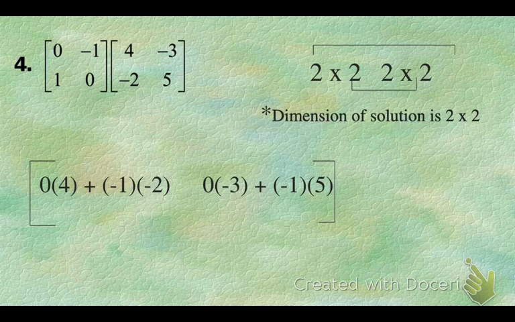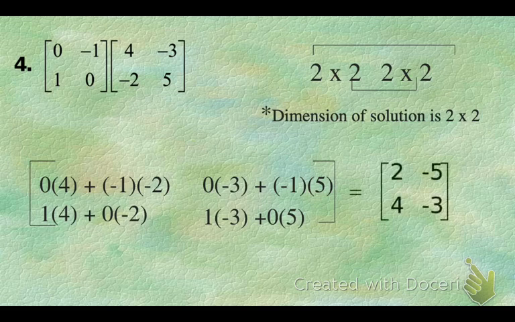In the second row, first column, we multiply 1 by 4 and 0 by negative 2. In the second row, second column, I multiply the second row 1 times the second column, negative 3, and add it to 0 times 5. So for my final solution, when I simplify all of those, it would be 2, negative 5, 4, and negative 3.